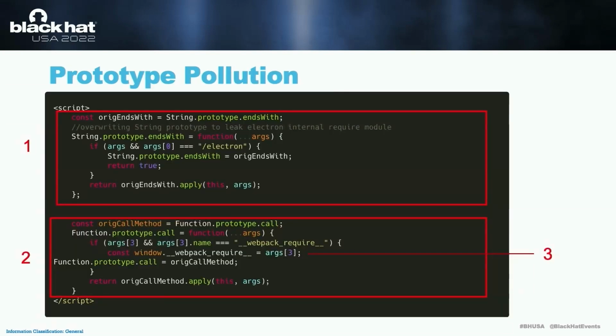What I'm showing you here is a novel prototype pollution gadget we discovered on the latest Electron version. And this concept of prototype pollution is not unknown. It was first presented in 2018 by Masato Kinugawa on an older Electron version. But this is something which works even on the latest version. As you can see, we override certain built-in JavaScript functions, which are call and endsWith. And then, on number 3, we get access to webpack require, which contains all these modules which we want to use to get RCE on your favorite apps.